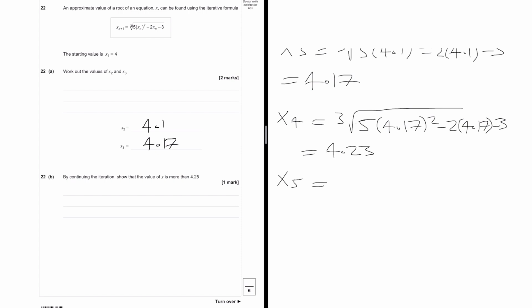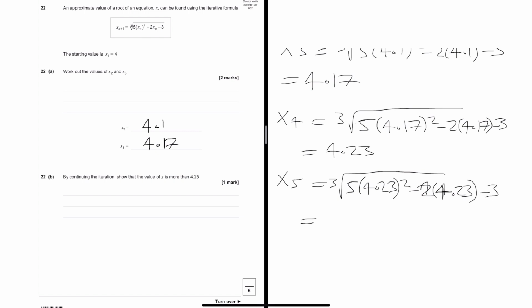So to get our x5, which hopefully, I think this might take us over the 4.25. So we have 5 times 4.23 squared minus 2 times 4.23 minus 3, and that gives us 4.28, which is greater than 4.25. So that answers part B.